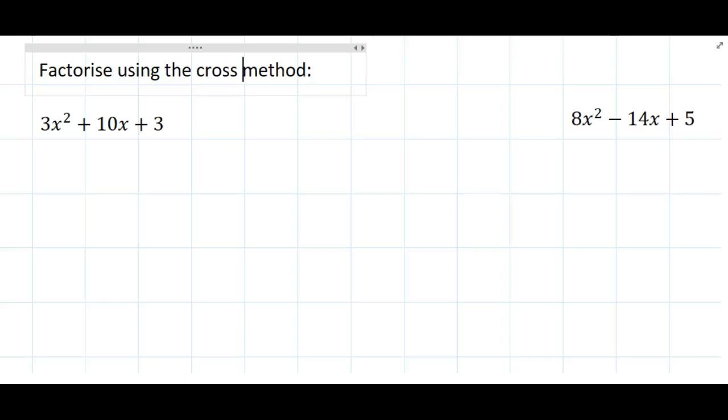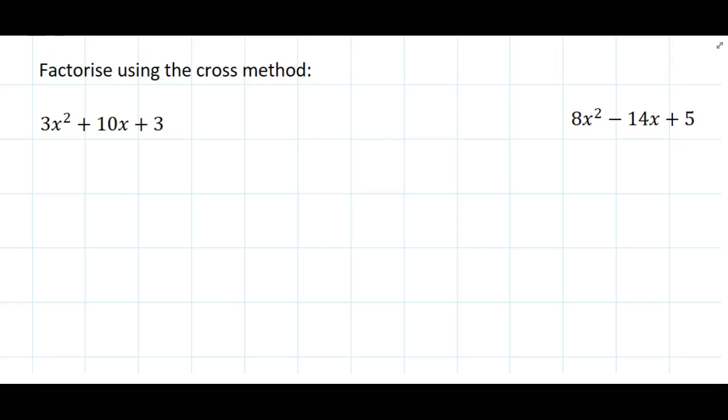Hi guys, another video on factorising non-monics. This time I'm going to use the cross method, which is briefly touched upon in the textbook, but doesn't really tell you how to do it. This is the way I learned how to do it when I was at school, so I thought it might be worthwhile just showing you another technique.